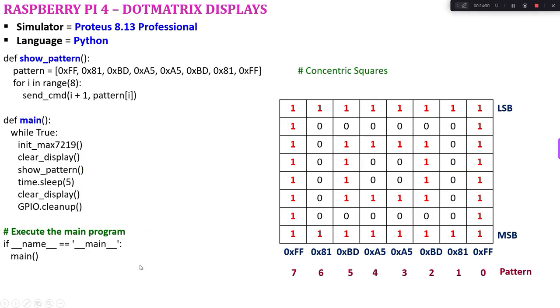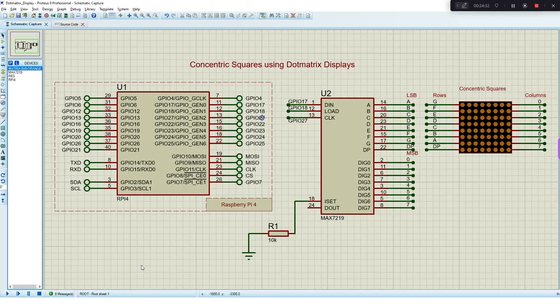Now let us look at the simulation part. Here we use Proteus 8.13 Professional software. We take a Raspberry Pi 4 and we use pins 17, 18 and 27 connected to the D-in, load and clock signal. The data is transferred to this MAX 7219 in a software SPI mode, and this MAX 7219 generates the row and column information. Thereby we get the pattern here.